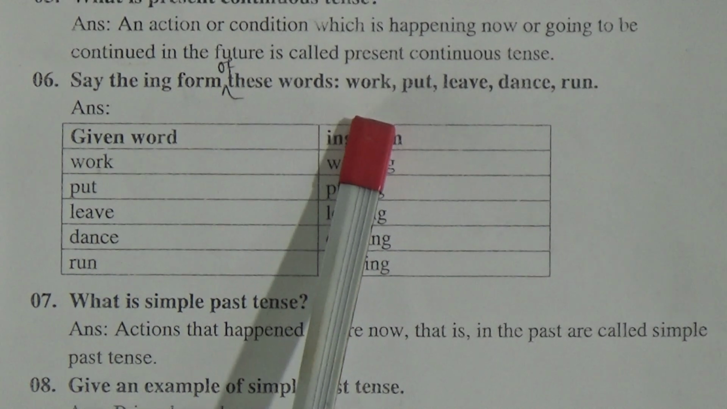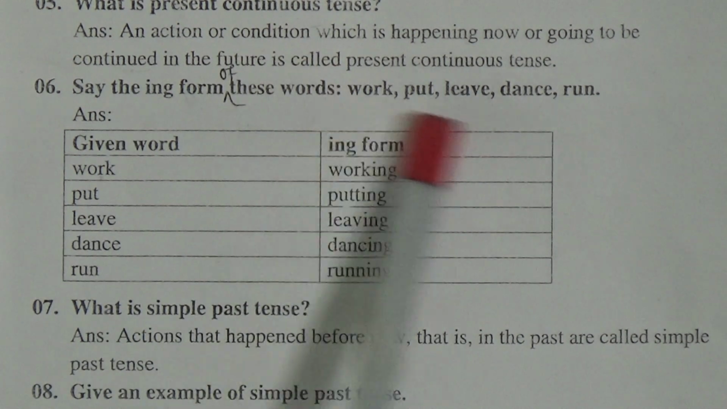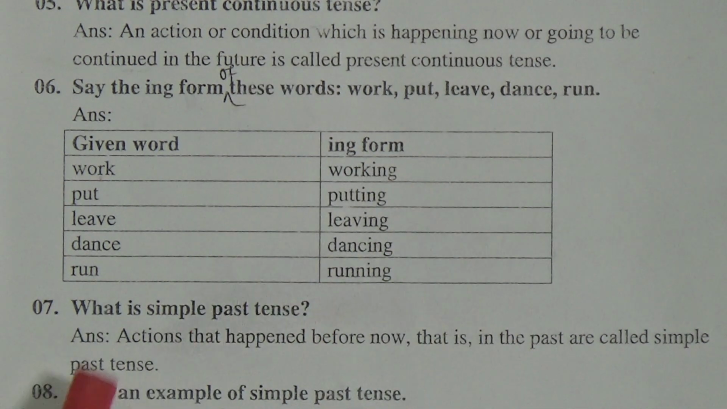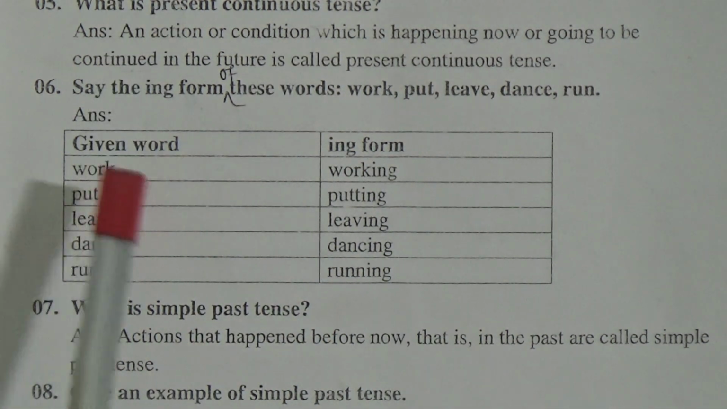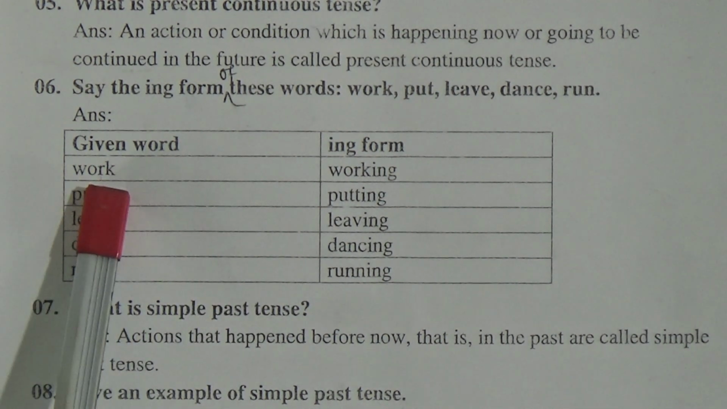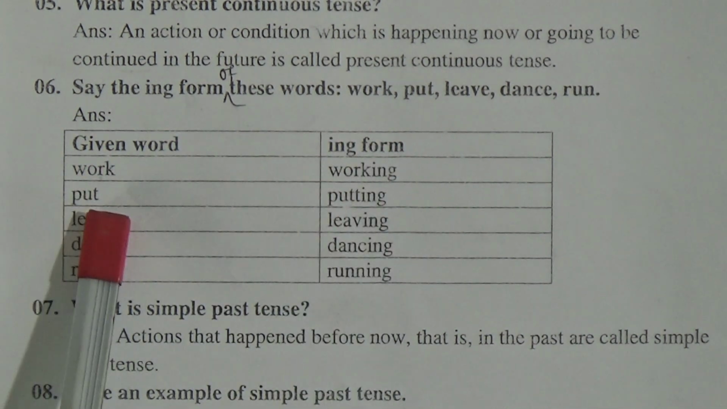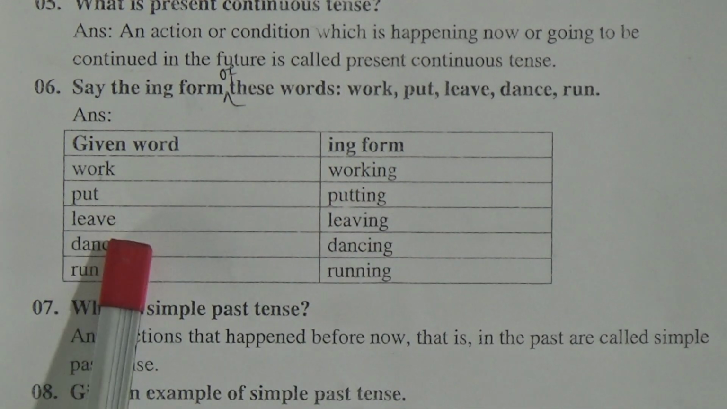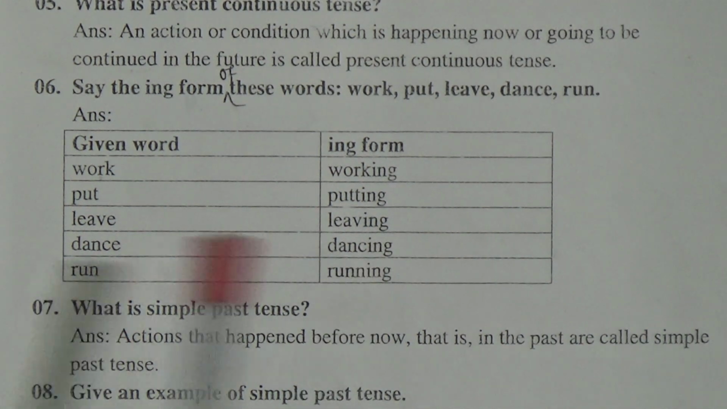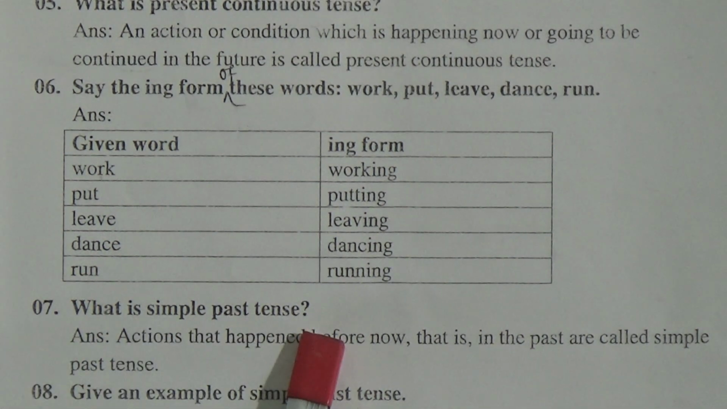Now number 6, say the ing form of these words. These words are work, put, live, dance, run. With these words you have to add ing at the end. So we'll find working, putting, living, dancing, running.